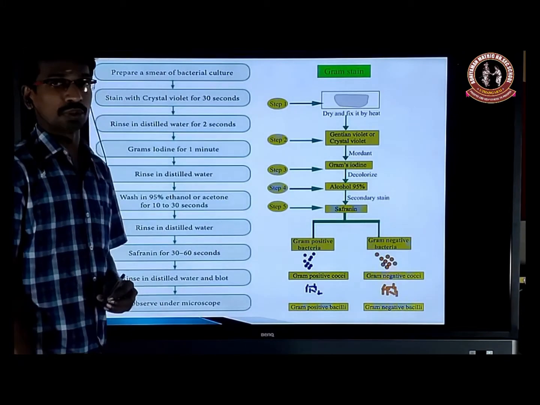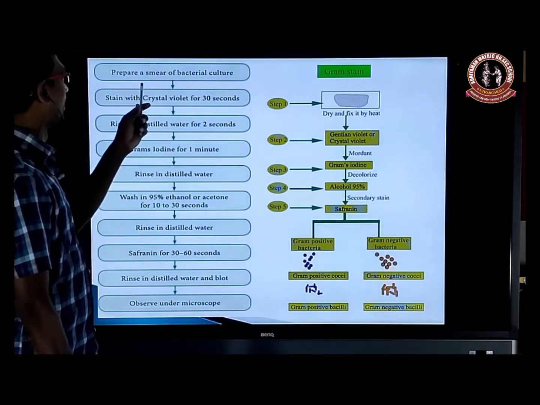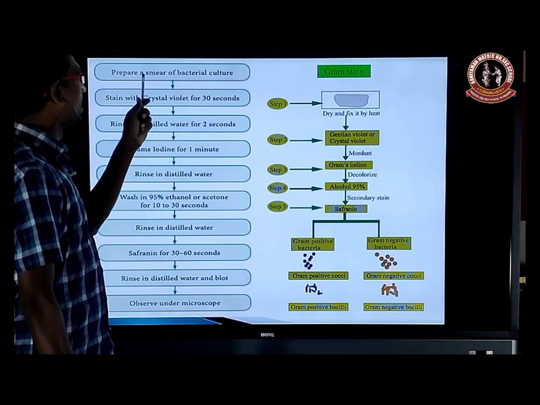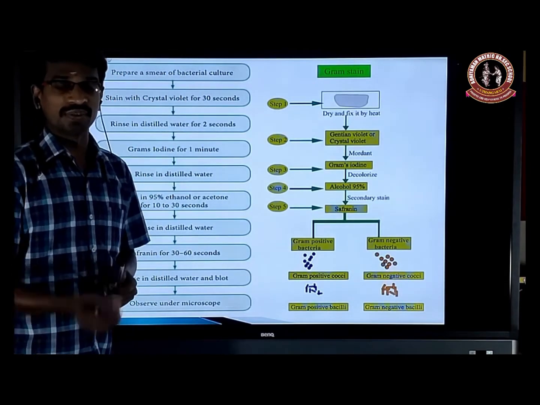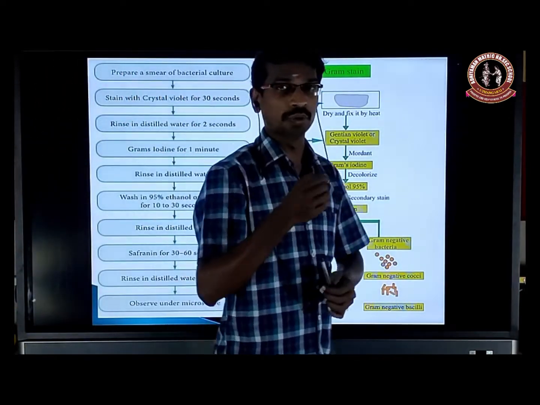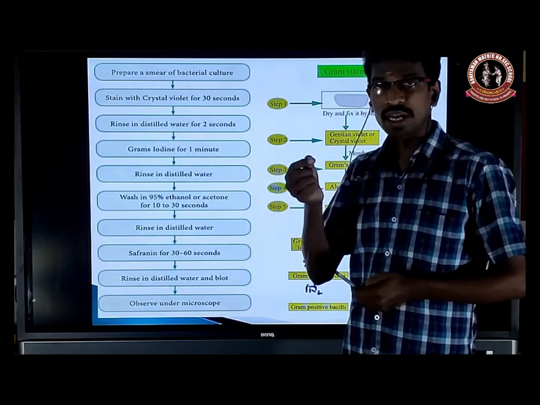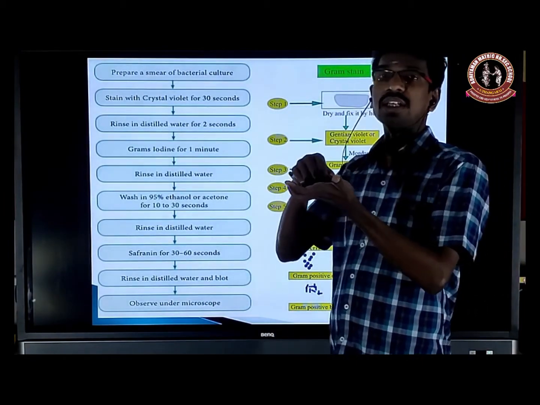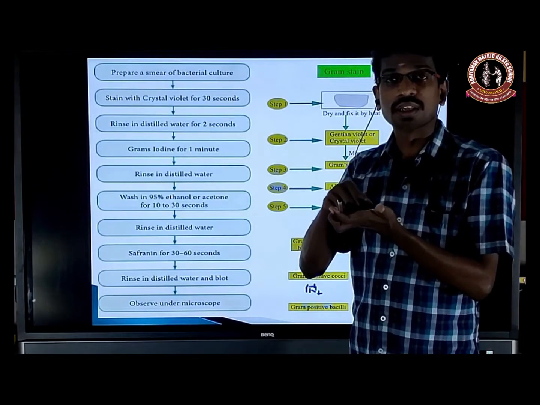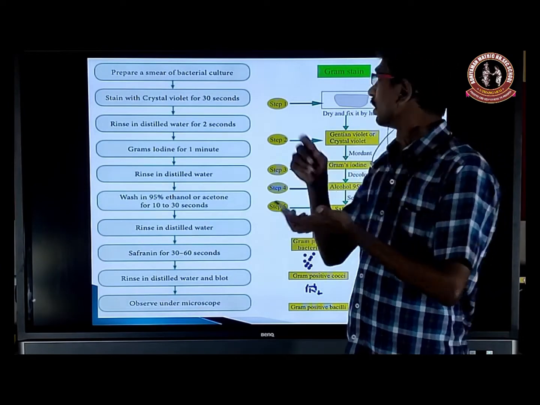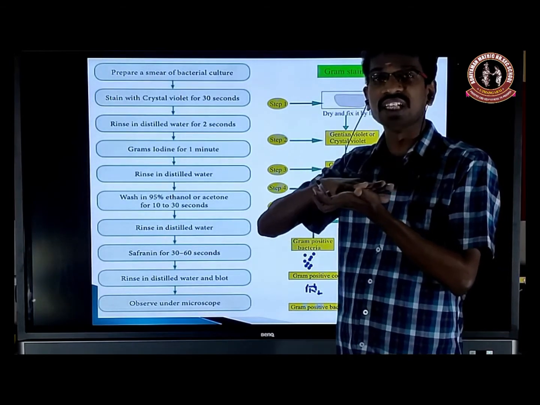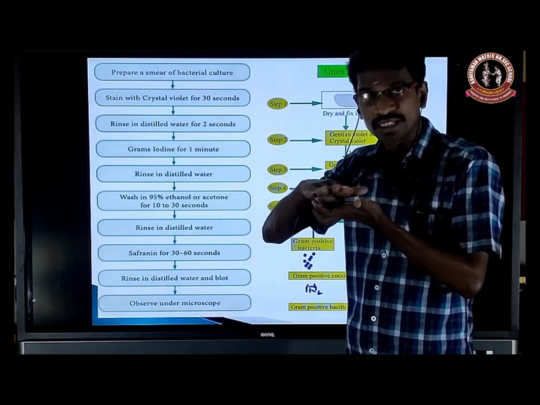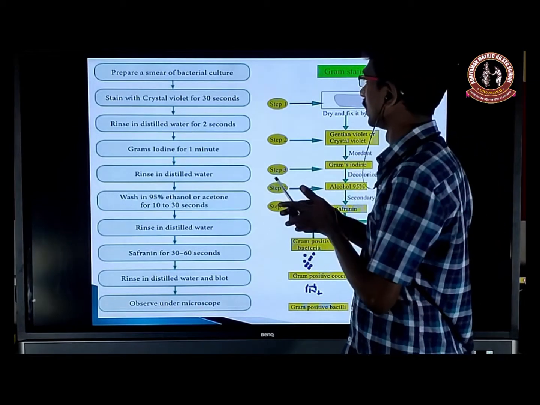So next is the staining procedure. This is given in your book. Prepare a smear of the bacterial culture. You can take a small amount, or one drop, of the bacterial culture and place it on the glass slide and make a smear. Smear means we spread the culture over the entire slide.